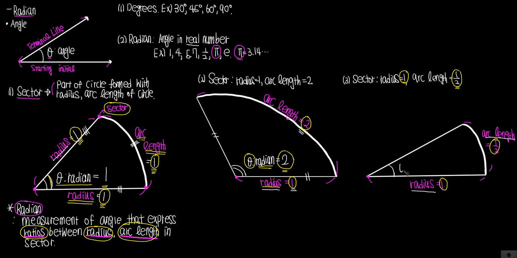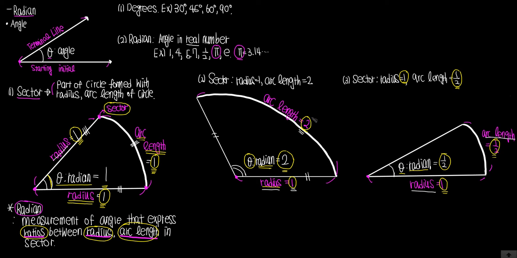And if they ask us to solve for this theta, which is an angle measurement in terms of the radian, then when the radius of our sector is 1 and the arc length is 1/2, the radian is defined as 1/2. Again, if the radius of a circle is 1, because the radian is the ratio, and the arc length is 1/2, then theta, which is noted in terms of radian, is defined to be 1/2.